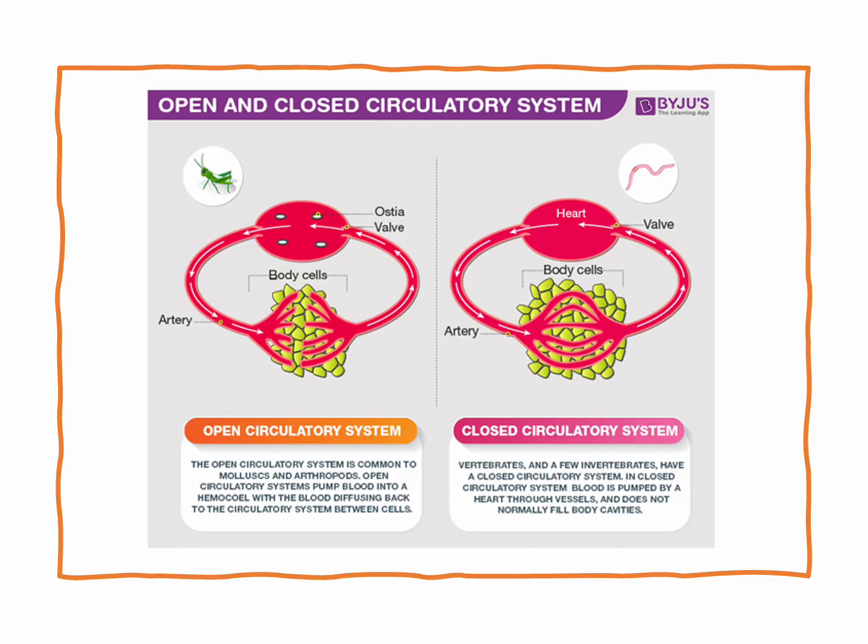Vertebrates and some invertebrates have a closed circulatory system. Like I said, the earthworm does. In closed circulatory systems, blood is pumped by a heart through vessels and does not normally fill body cavities. So that's what you're going to see here, the differences between open and closed circulatory systems in these different organisms.